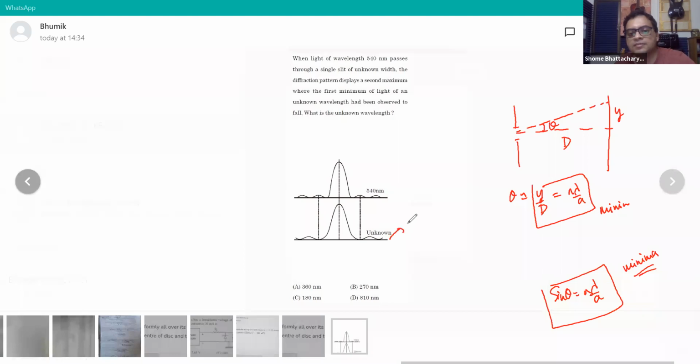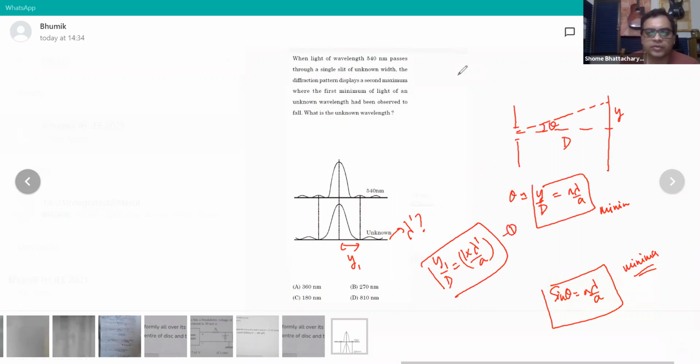Okay, so if this is some unknown lambda which we want to find out, then this distance, whatever it is, y1, let's say, y1 by d is equal to 1 into lambda 1 or lambda prime, whatever, divided by A. You understanding, Bhumik, this equation? Okay. Whereas this one is where the first maxima is. So for the first one where lambda is equal to 540 nanometers, your phase difference there should be such that you should be getting a maxima.